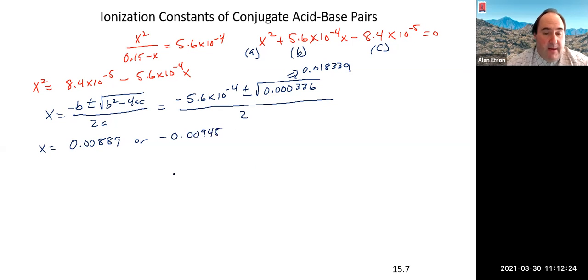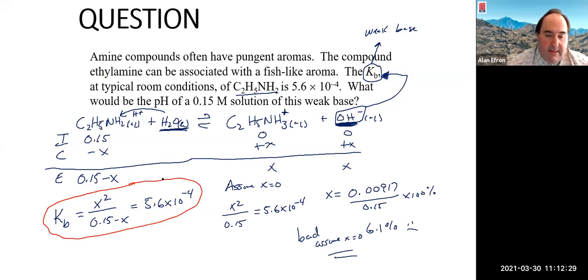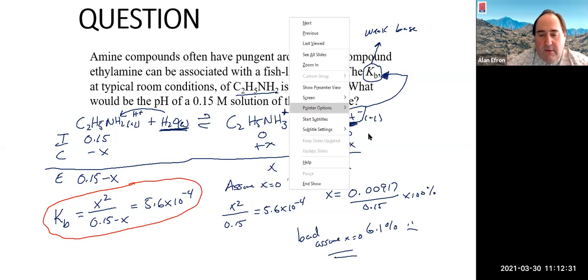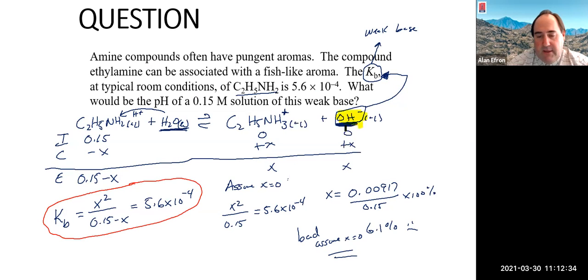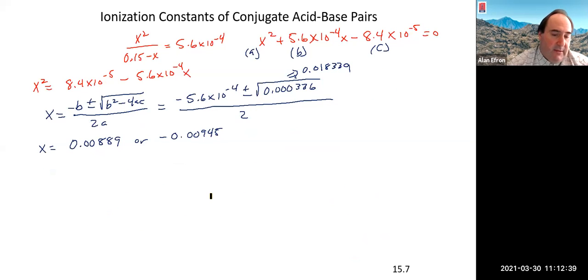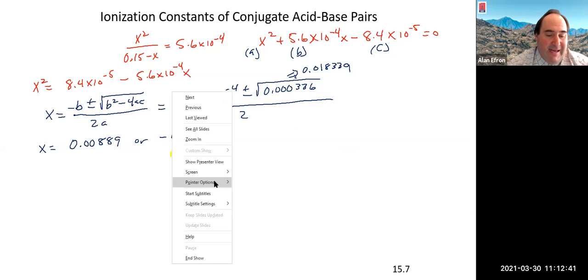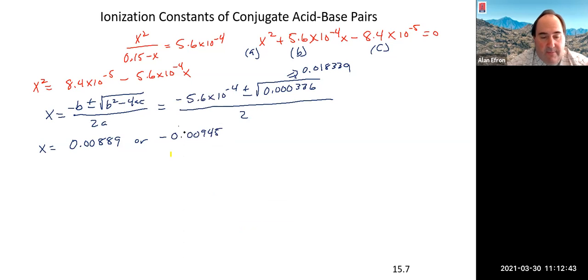0.00945. A reminder here that if we look at our table, we are looking for the OH minus concentration, and that equals x. So just like we talked about before, that negative value is not going to help us here, because that obviously would give us a negative concentration. That means that x should equal 0.00889 molar, which would equal the OH minus concentration.